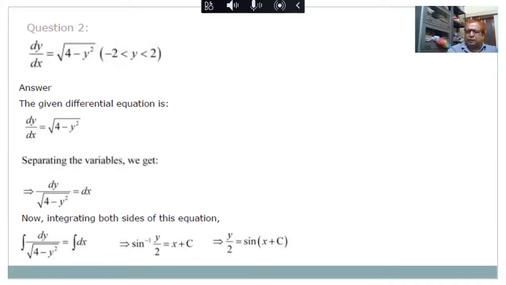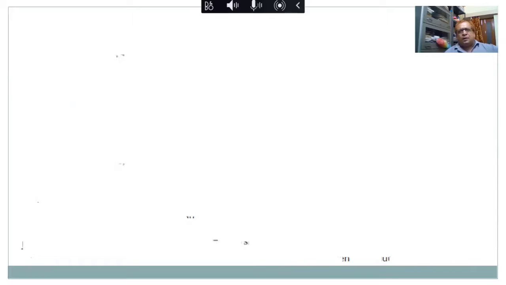So y upon 2 is equal to sine of (x plus c), or we can write y equal to 2 sine (x plus c) in bracket. This is the general solution of this equation. So we are getting this one. Now in the third question, what do we get?